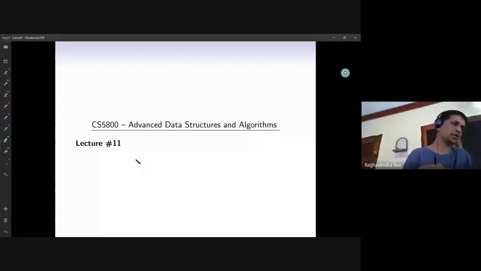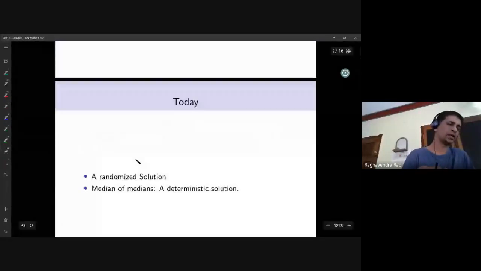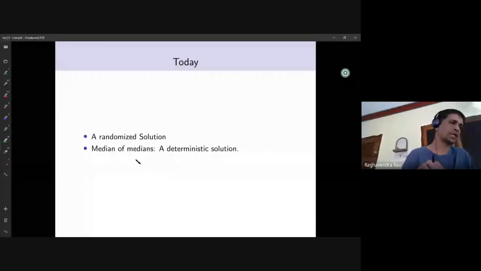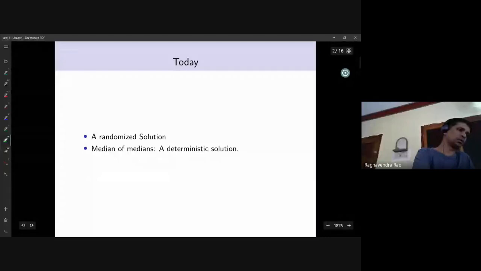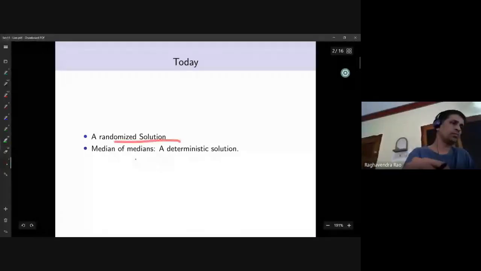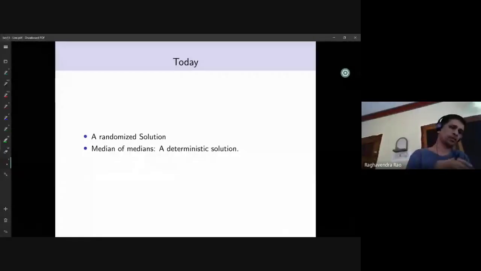So, yesterday we were discussing the median finding, or more generally, the K selection problem. We were discussing a randomized solution. Today we'll complete the performance analysis, or the runtime analysis, of the algorithm, and then we also give a deterministic solution for the same problem.